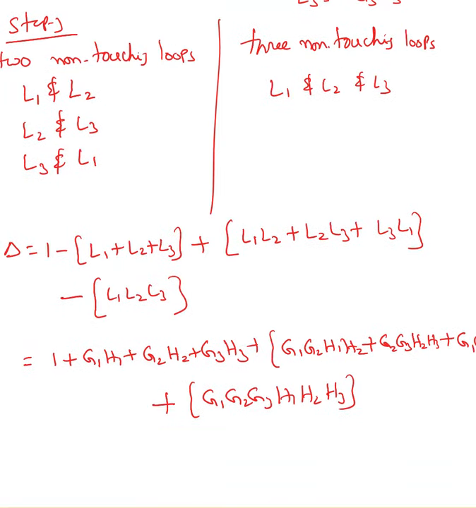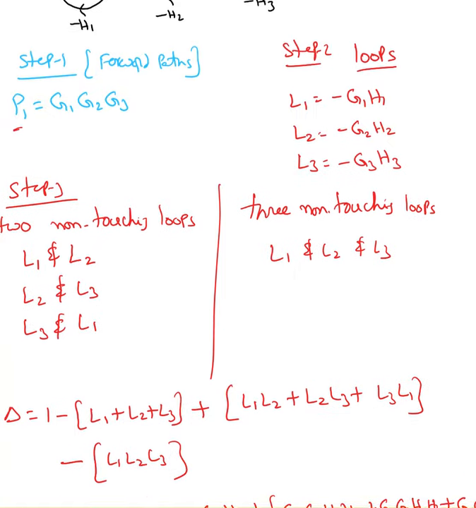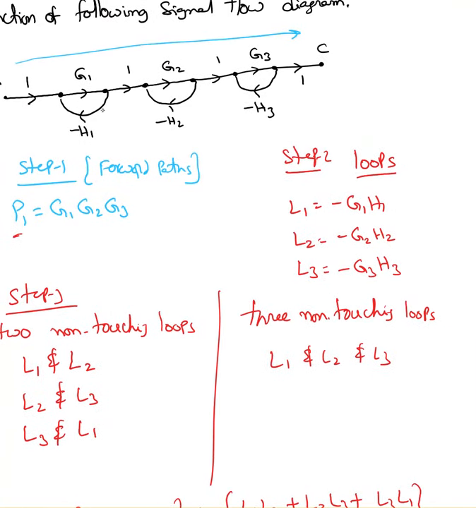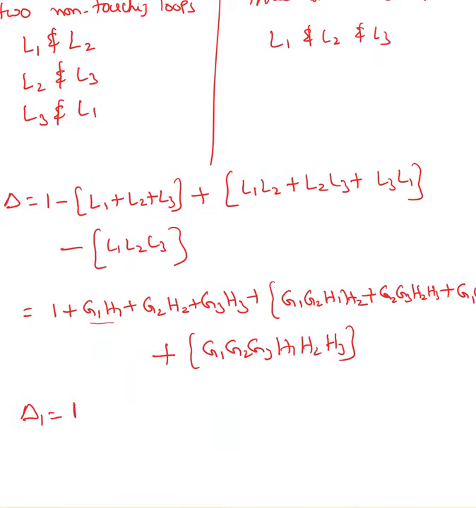Now I'm going to find delta 1. Delta 1 is delta with every element or node touching path 1 eliminated. I'm sure there is only one path, and either an element or a node is touching it. So in this case, I have delta 1 equal to 1.